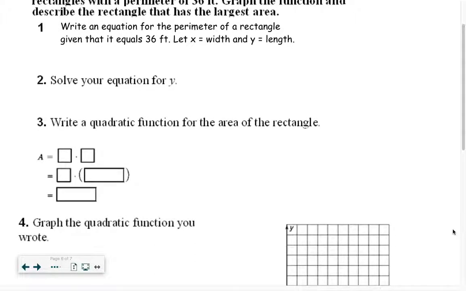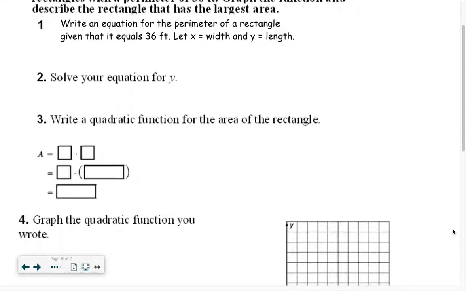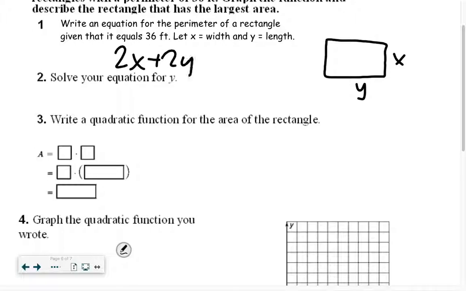Alright, anyway, back to rectangles. First thing, I want to write an equation for the perimeter of a rectangle, given that it equals 36. Here's a rectangle with width x, length y. How do I find perimeter? That's area. Perimeters are around. You add them all up, so x plus y, aka 2x plus 2y, right? And what do I want that to equal? 36.